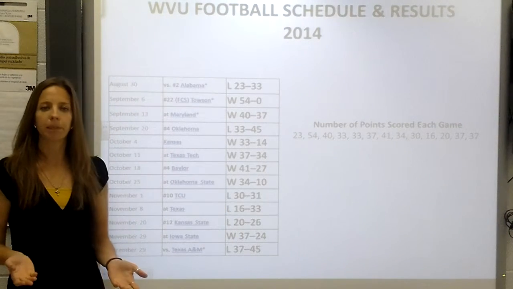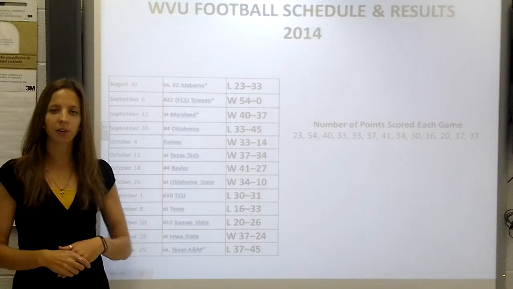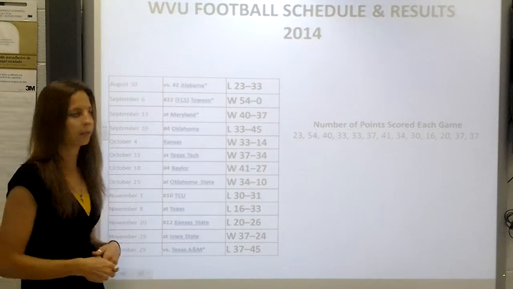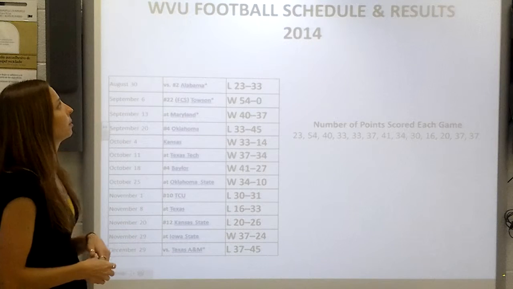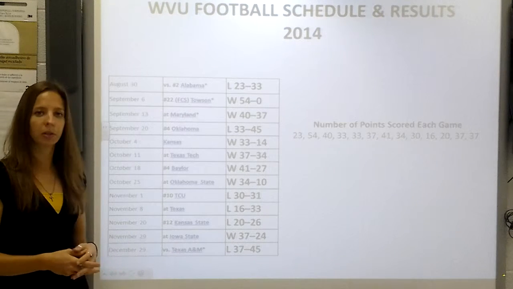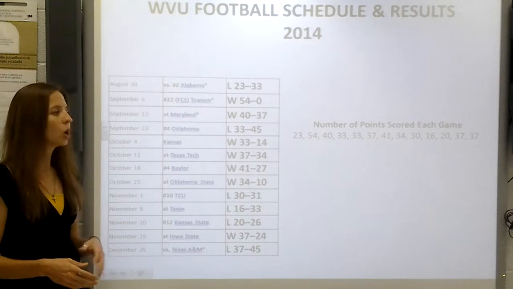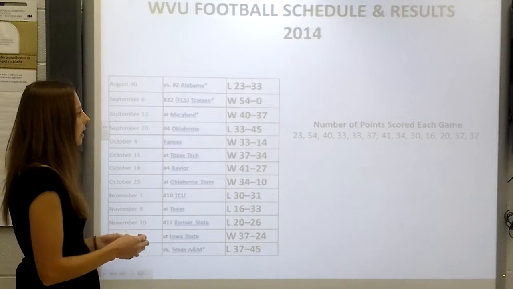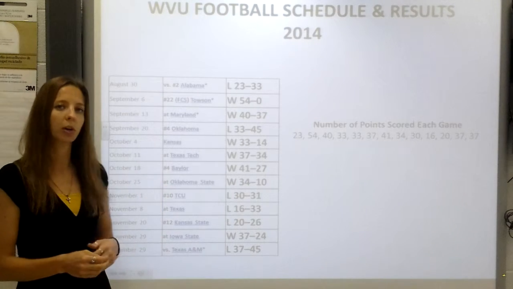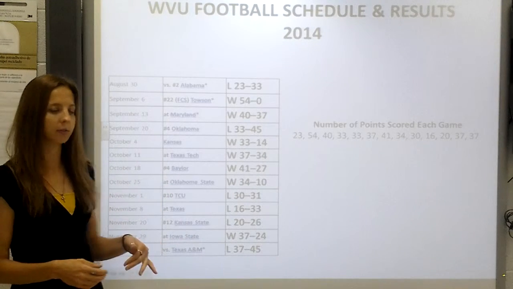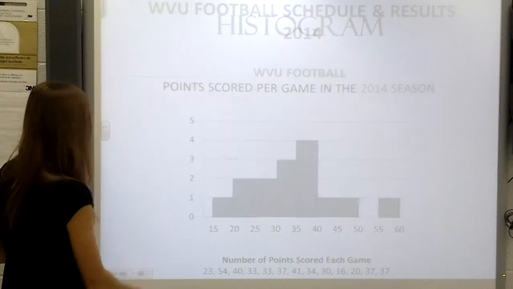So let's just do an example here to compare some of our different graphs using quantitative data. We're going to look at the WVU football schedule and results for 2014. What we're really focusing in on is the number of points scored at each game in the 2014 season.